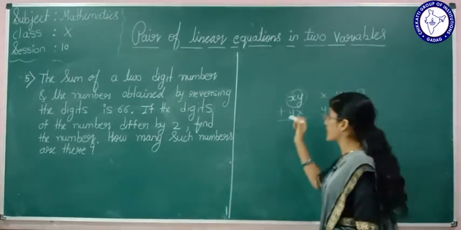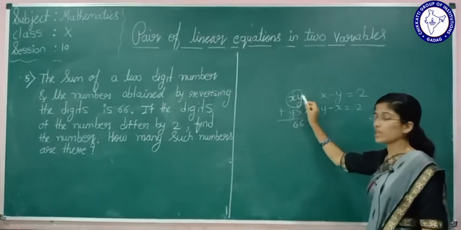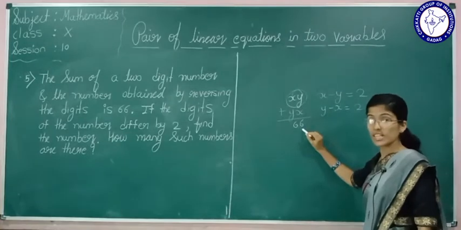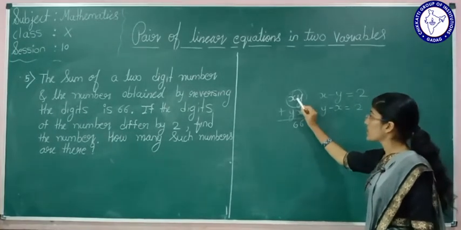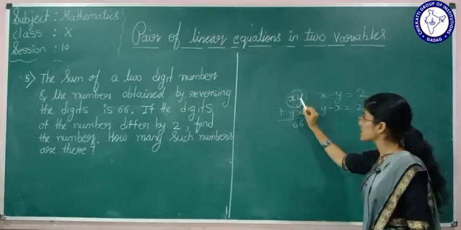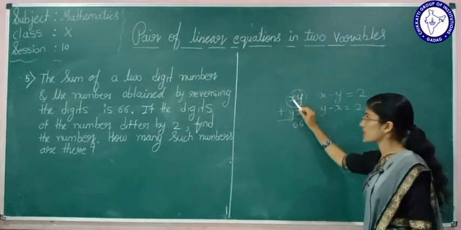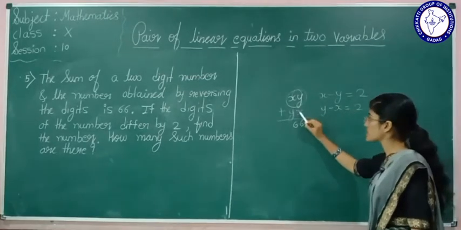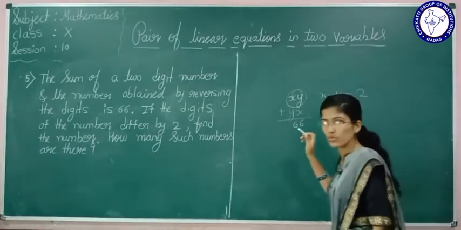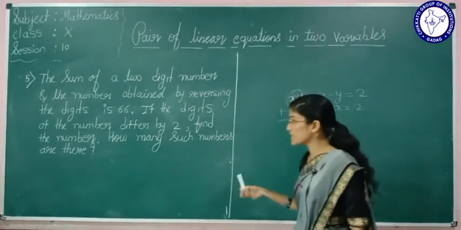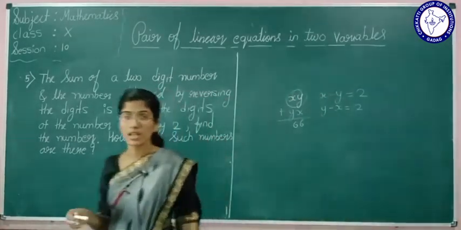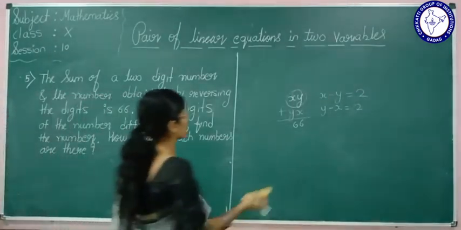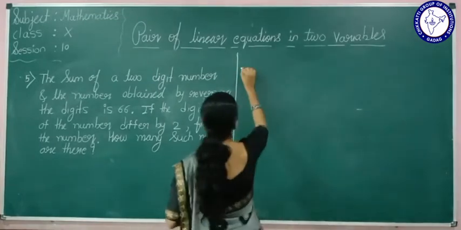What do we have to do? Take any 2-digit number, reverse that number. Their addition should be 66. Again the condition is that the digits of the number, what digits are they? x and y. Their difference should be 2, and here also the difference should be 2. Okay. How many such numbers are there? Total how many numbers are there? They are asking us. Okay. Now we will solve this problem here. Say a solution.